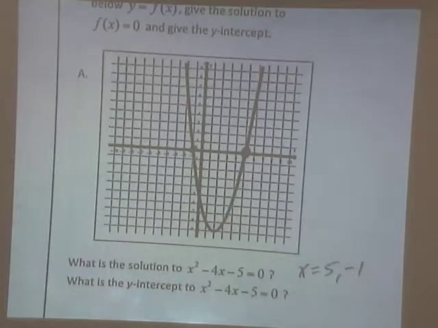Good. And what's the y-intercept? Where does it cross the y-axis? Right here. What number is that?